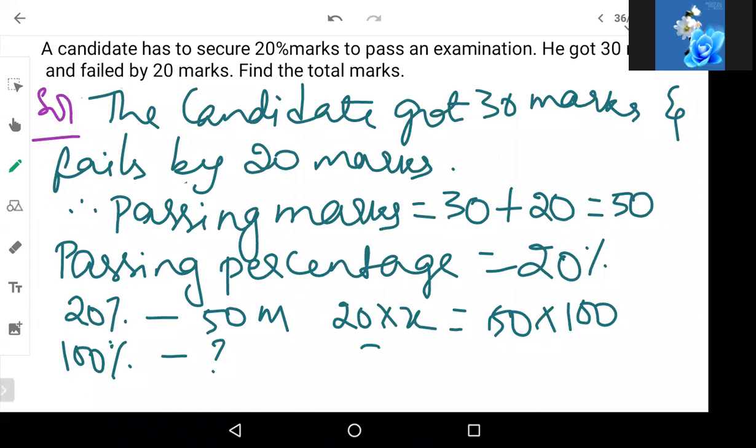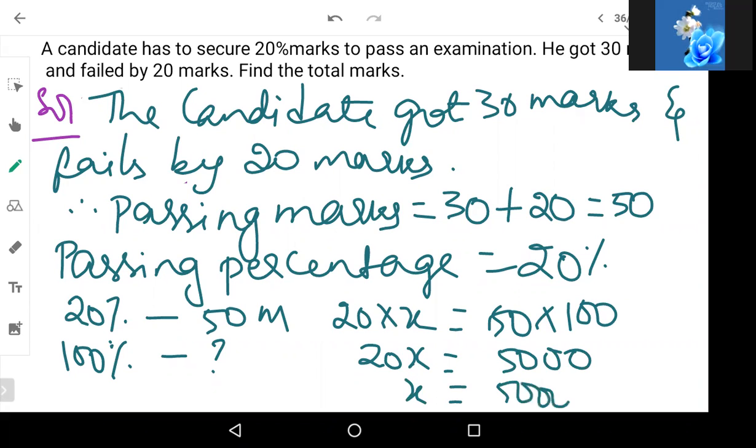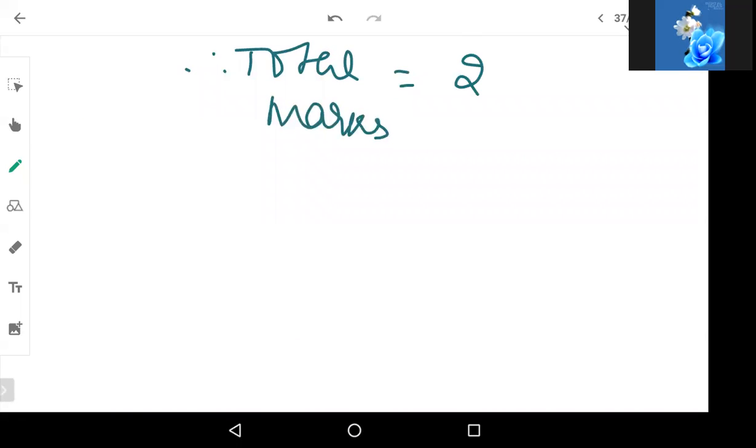So 20x is equal to 5000. So x is equal to 5000 by 20. So how much will be the value of the marks? It will be 250. So therefore, total marks will be 250.